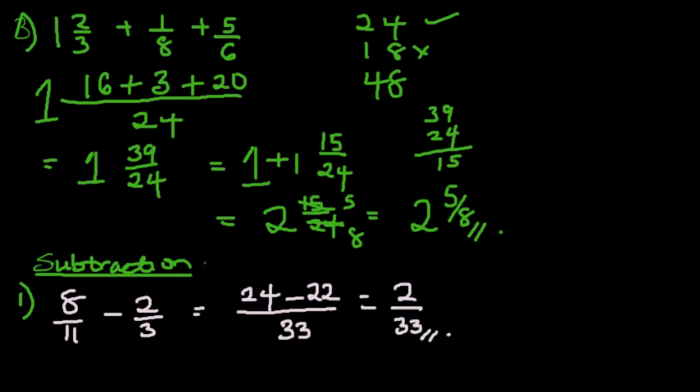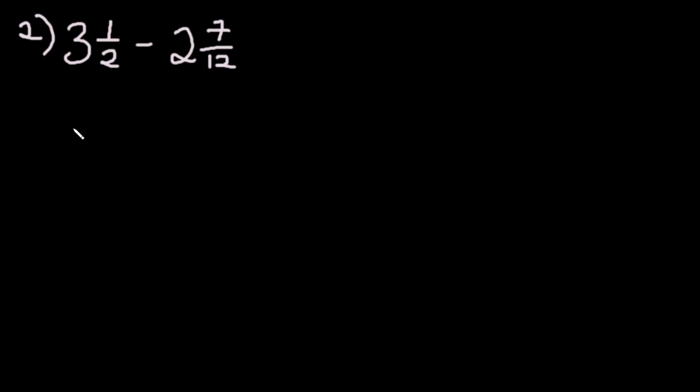Simple, isn't it? Another example. 3 whole number, 1 over 2, minus 2 whole number, 7 over 12. In this case, there are mixed fractions. So what we do, we subtract the whole numbers first. This is 3, this is 2. 3 minus 2 is 1. Now look for the lowest common multiple, or lowest common denominator. The lowest common denominator for the two of them, 2 and 12, is 12, because 2 can go in 12. So we have 12. 2 in 12 is 6. 6 multiplied by 1 is 6. 12 in 12 is 1. 1 multiplied by 7 is 7.